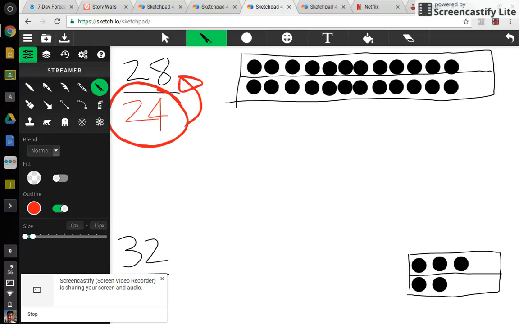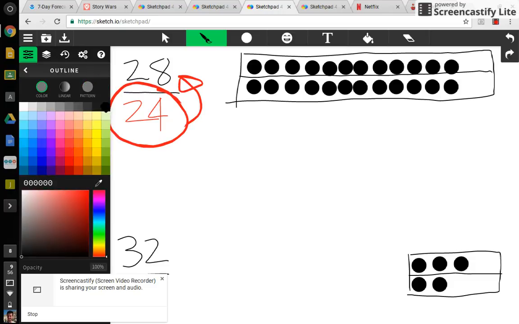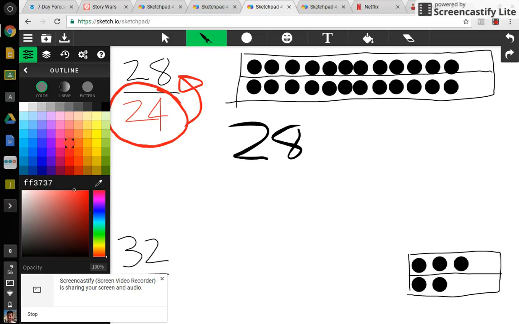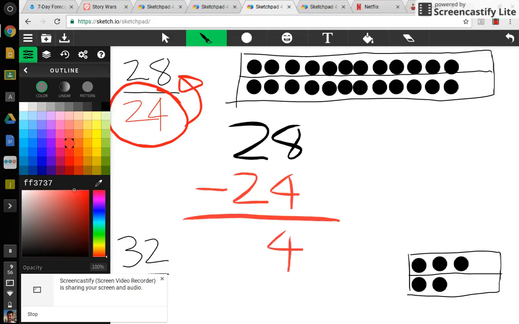So one strategy that you could use is you could take your top number, excuse me, let me write that in black. You can take your top number and take away the number that you have that would fill up your whole. Okay, so in this case, 24 would fill up my whole. And we'll see what's left over. And we have 4 left over.